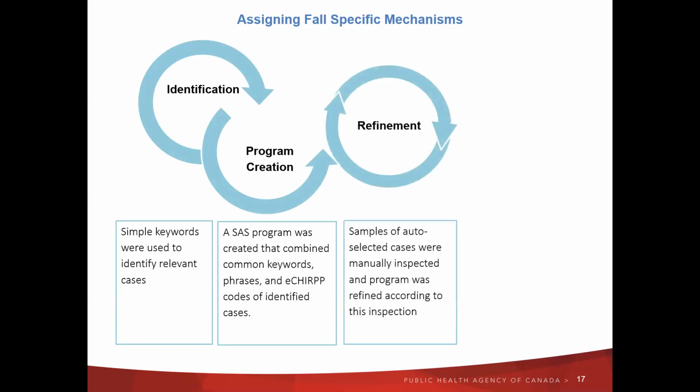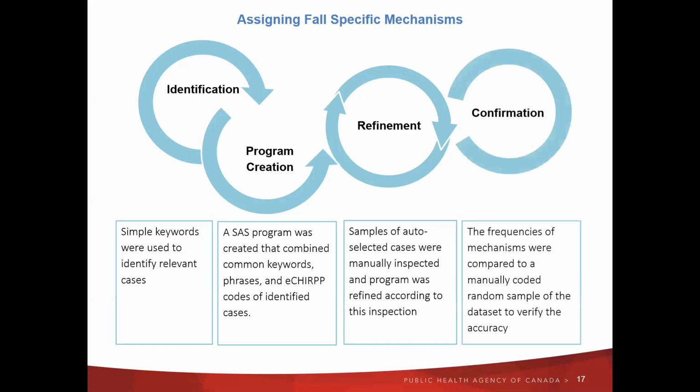After creating this program, we ran it through the entire data set, and we inspected a large sample of the auto-selected cases and refined our program based on the results. For example, this included adding or removing conditions to exclude non-relevant cases and to include cases that were not originally picked up. We repeated this refinement step multiple times until a large random sample of the output was correctly coded.